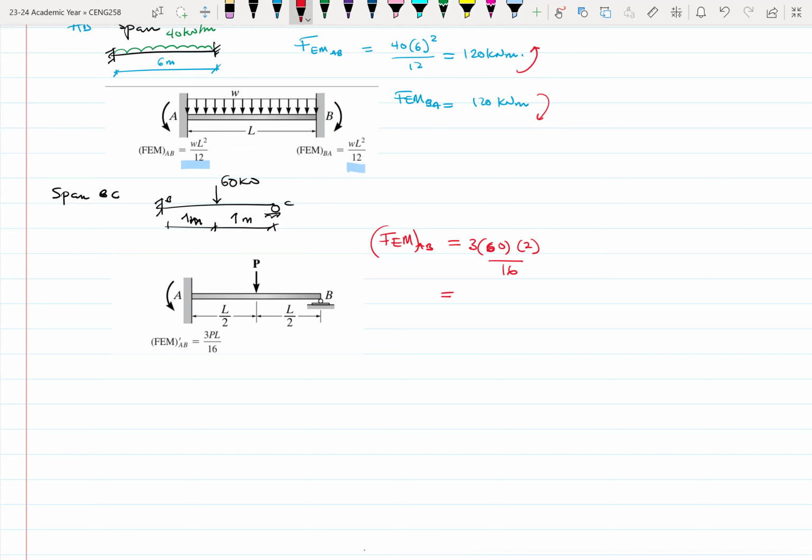All right. So this is equal to 3 times 60 times 2 divided by 16, and that will give us 22.5 kilonewton meter. So please note this is modified. I always want to use the word modified so we see that it is not a typical fixed moment, where it is actually PL over 8, as we had in the first problem.